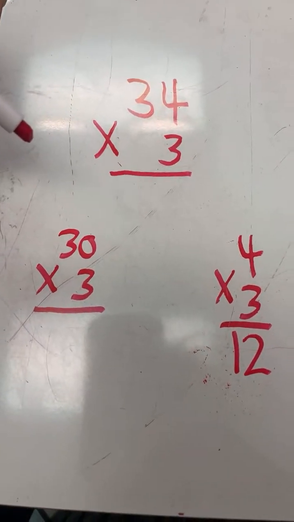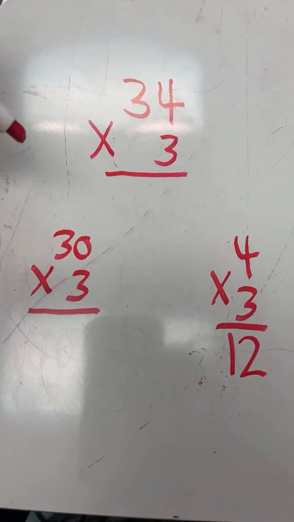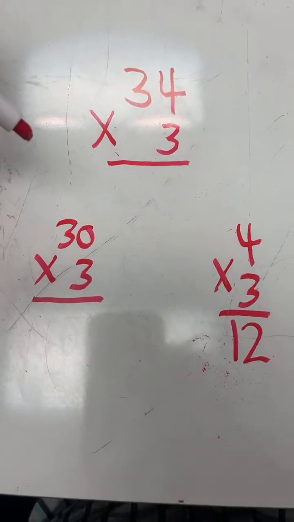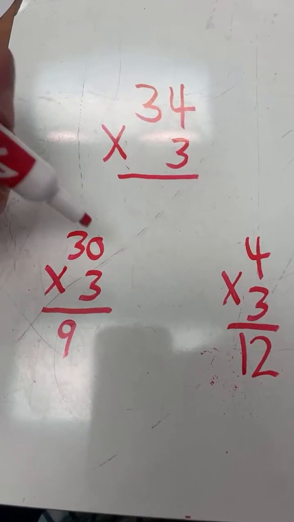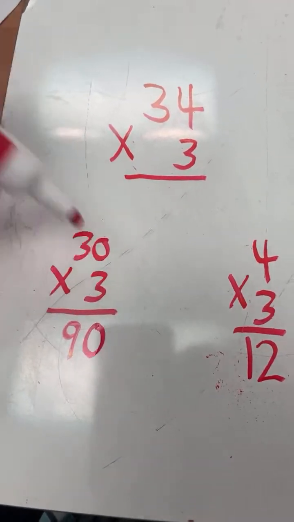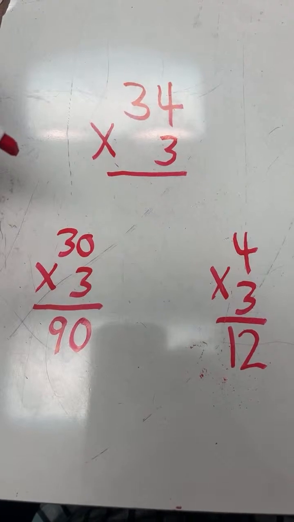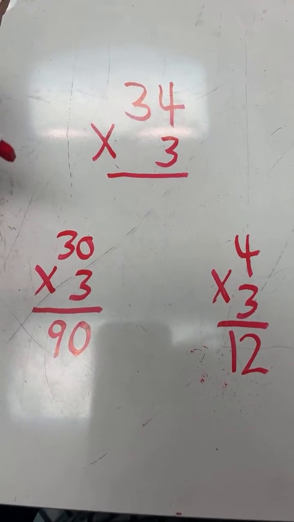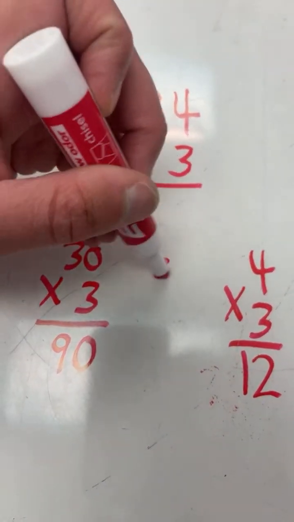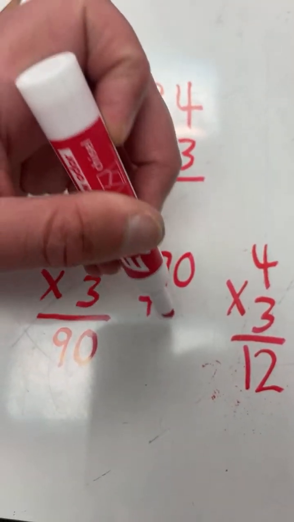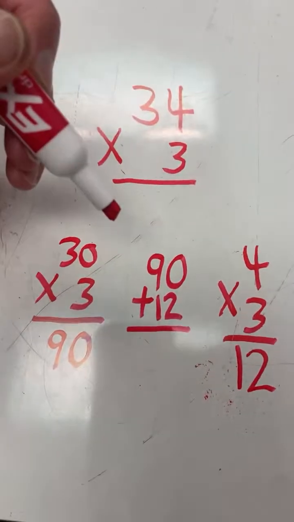30 times 3. So to find 30 times 3, we multiply 3 times 3, then add a 0 to our answer. 3 times 3 equals 9. If we add a 0 to our answer, then our answer becomes 90. 4 times 3 equals 12. 30 times 3 equals 90. Now to find out the answer to 34 times 3, we have to add 90 plus 12.